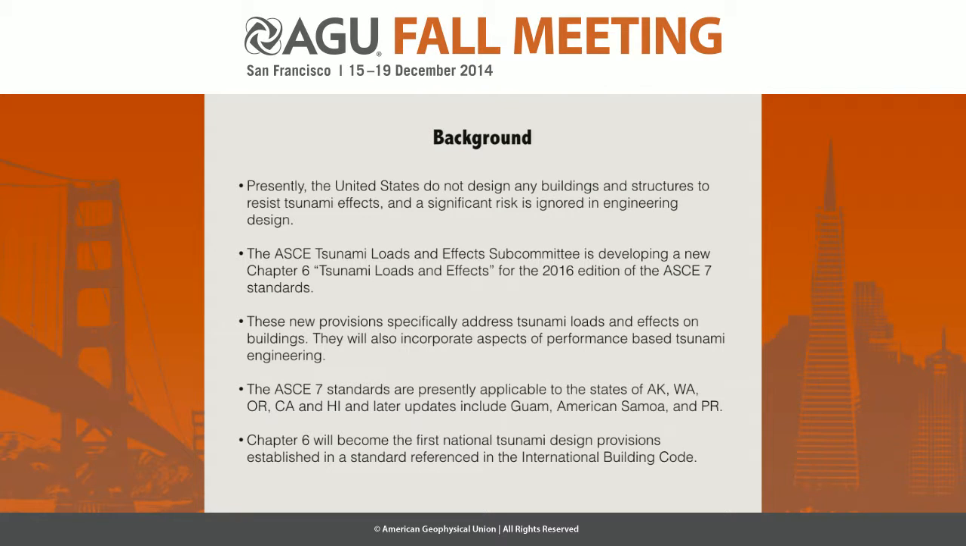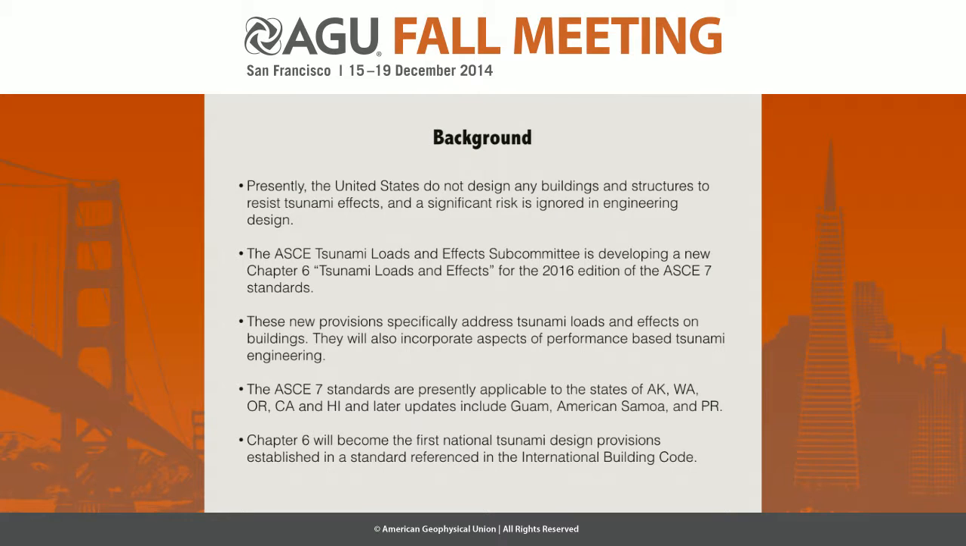So the ASCE Tsunami Loads and Effects Subcommittee is now developing a new chapter called Tsunami Loads and Effects for their 2016 edition of the ASCE 7 standards. So these new provisions will be specifically addressing the tsunami loads and effects on buildings. And they will also incorporate aspects of the performance based tsunami engineering. The ASCE 7 standards will be applicable to the 5 Pacific states. The later updates will include Guam, American Samoa, and Puerto Rico.